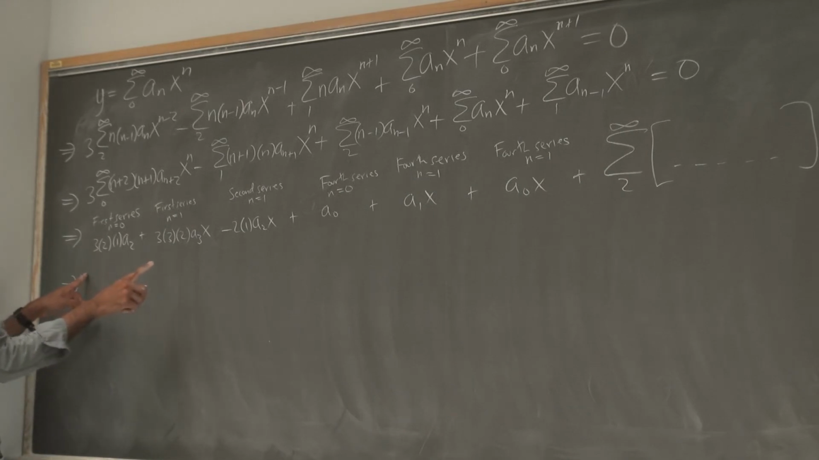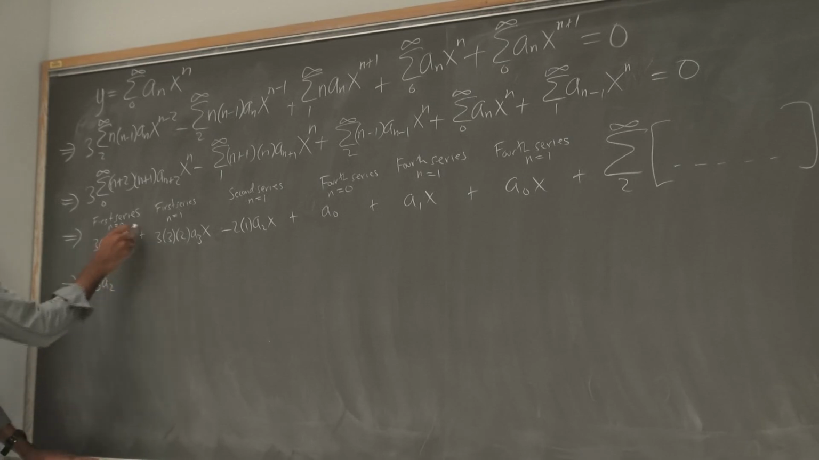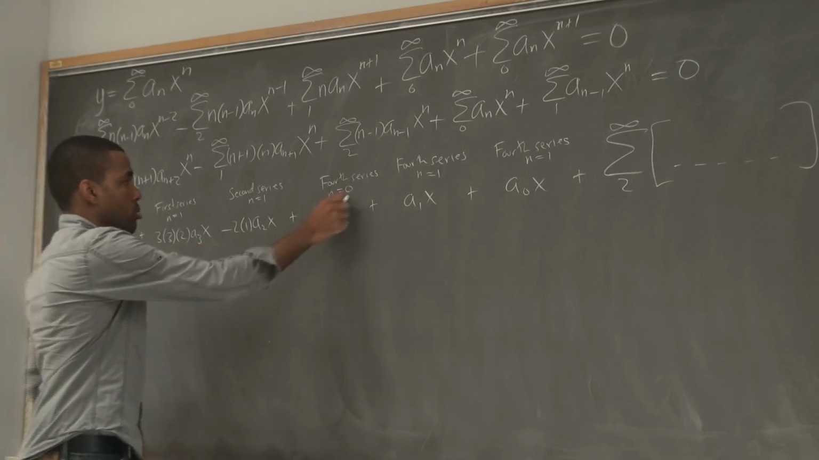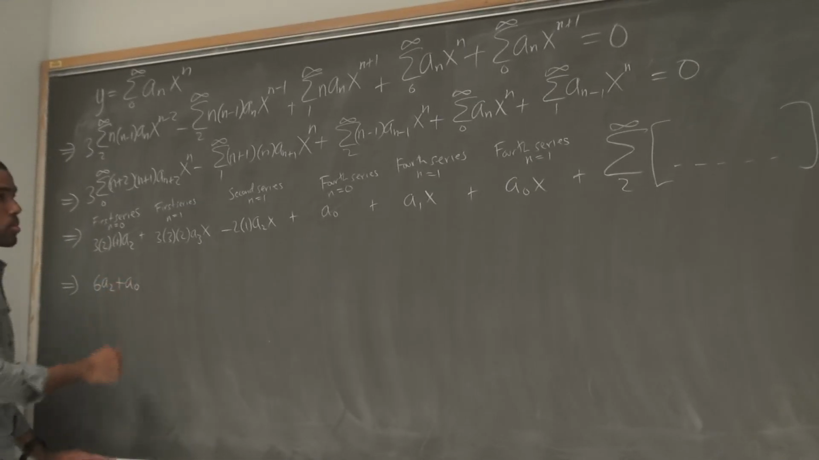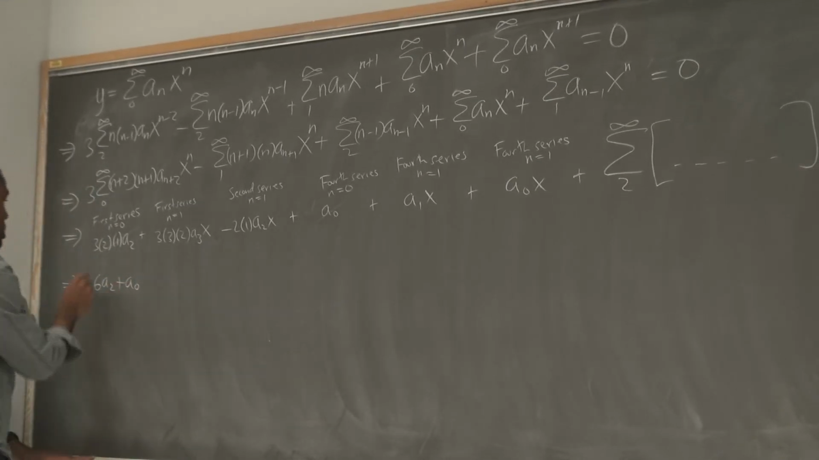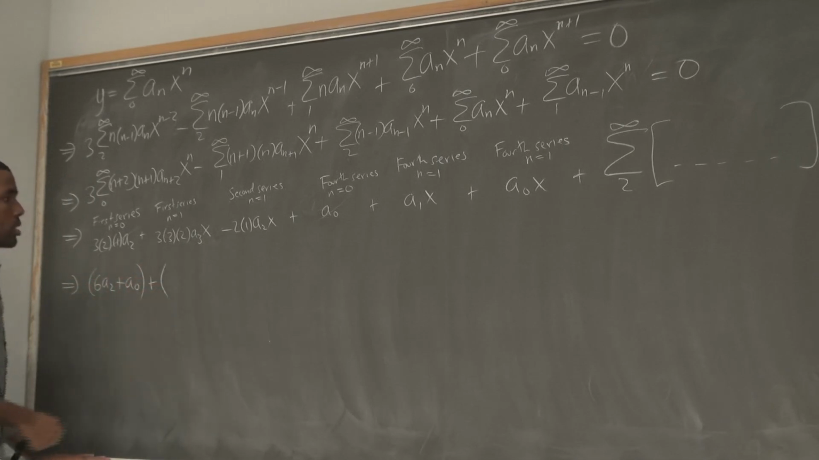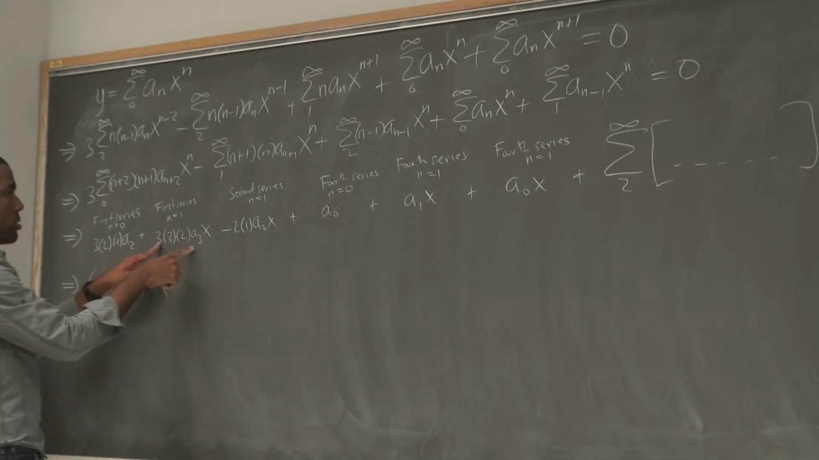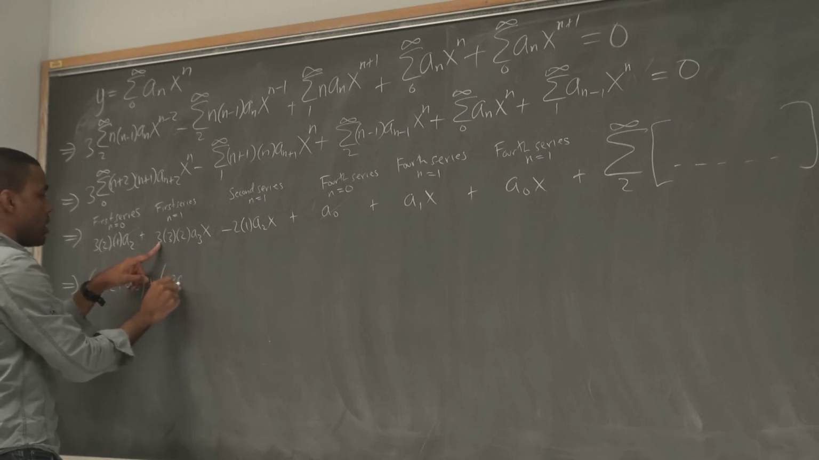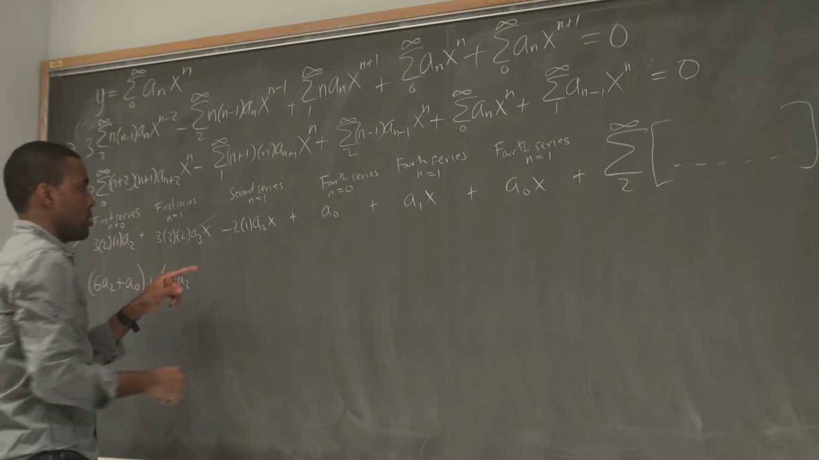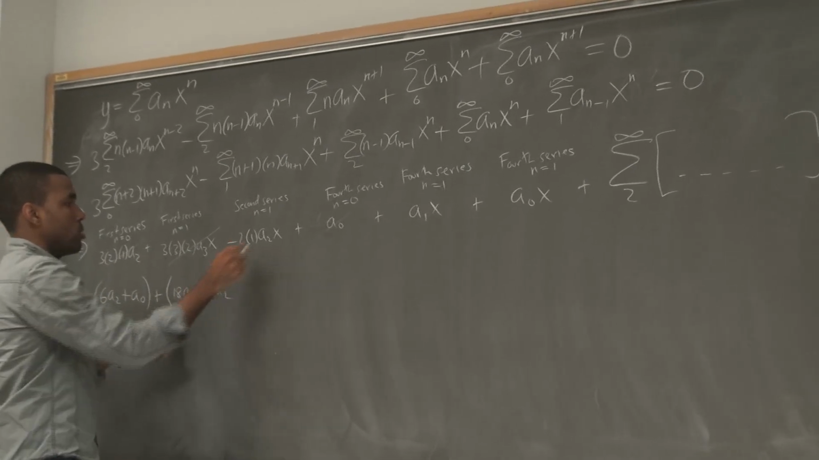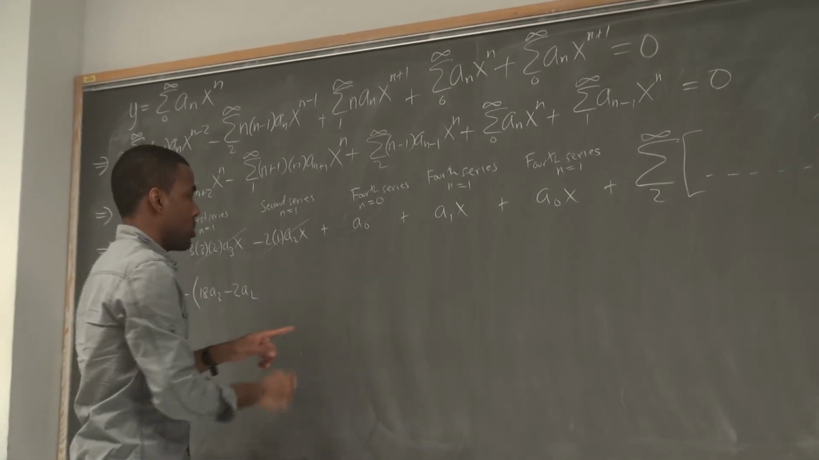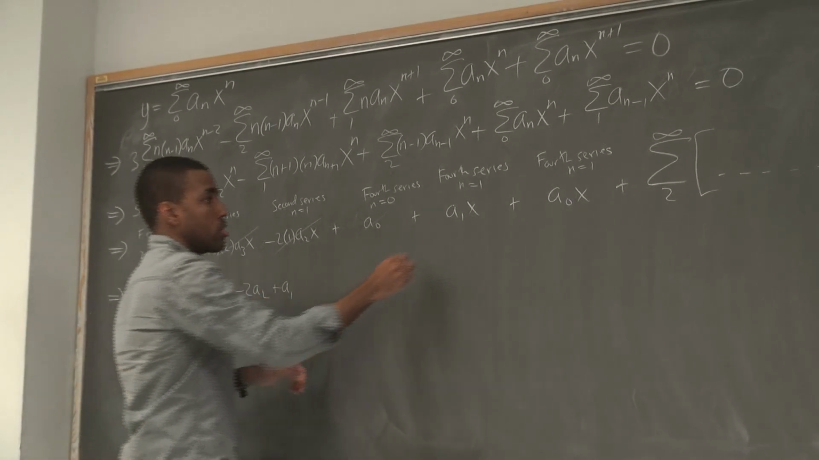So now this guy, I'm going to want to start grouping like terms, right? So I'm going to look for all the constants, which there are constants here. I have 6a2 plus a0. Okay, that's all the constants. Plus all the guys with x's. Here I have 18a3 minus 2a2 plus a1.